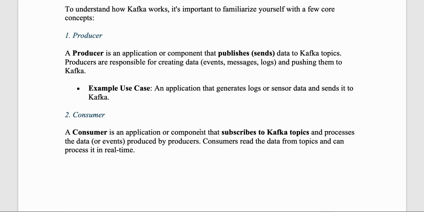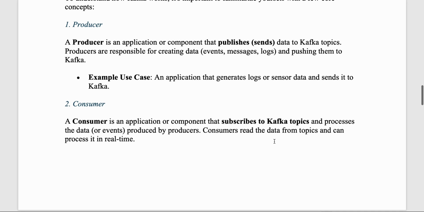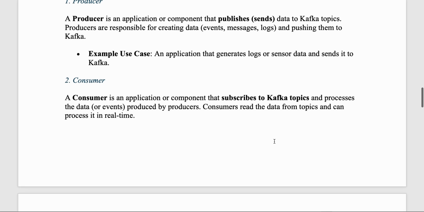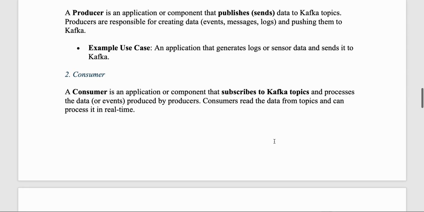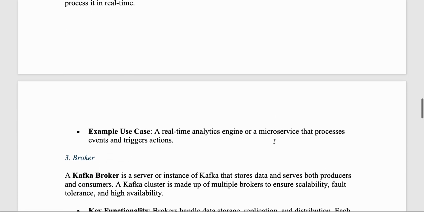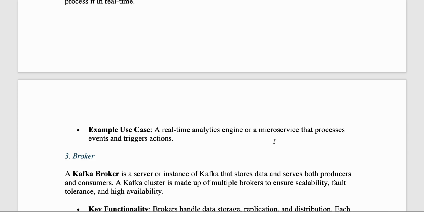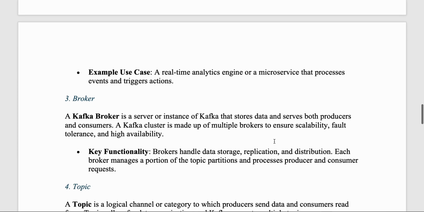So there is a Kafka topic. What does the producer do? The producer takes the data and stores it in the Kafka topic. What does the consumer do? The consumer takes the data from the Kafka topic and processes the data produced by the producer. The consumer reads the data from topics and can process it in real time, like a real-time analytics engine or a microservice that processes events for triggering actions. Now, what is a broker? A Kafka broker is a server or instance of Kafka that stores data and serves both producers and consumers.